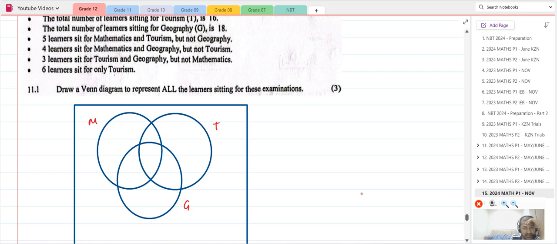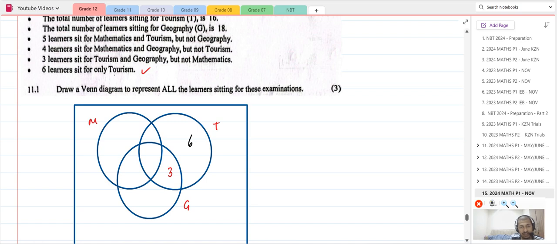6 learners sit only for tourism. Only for tourism means 6 here. Tourism only. Remove the rest. Right, so that's done. So you always start filling in 3s and 2s and then 1s. 3 learners sit for tourism and geography, but not mathematics. That's 3.